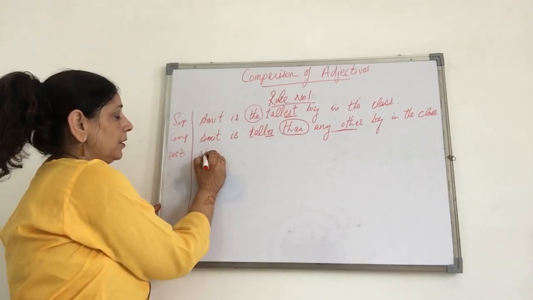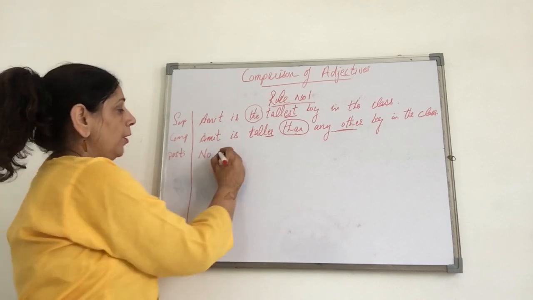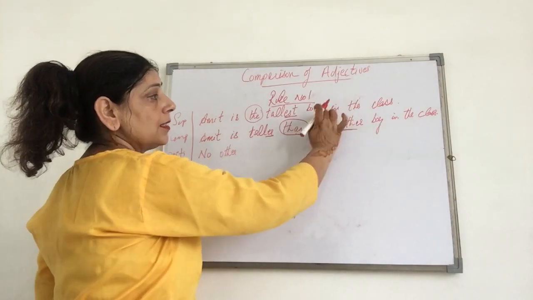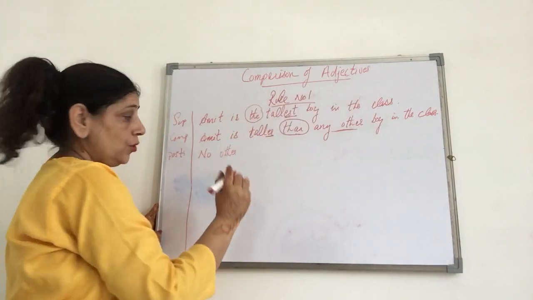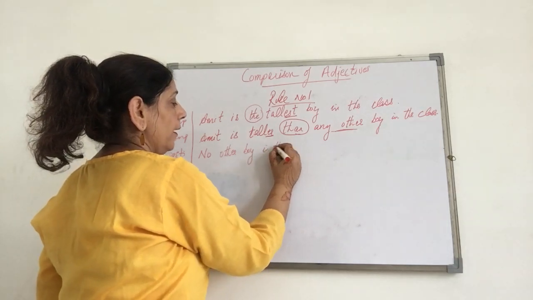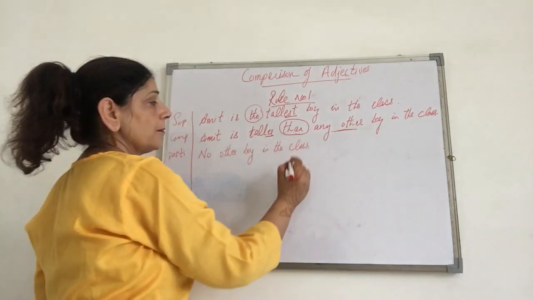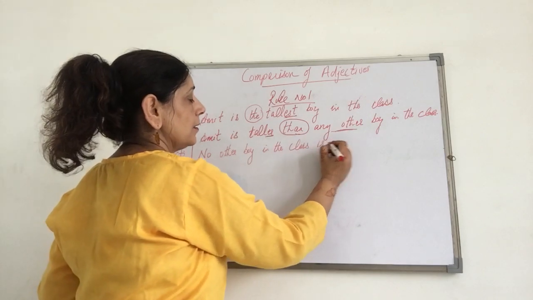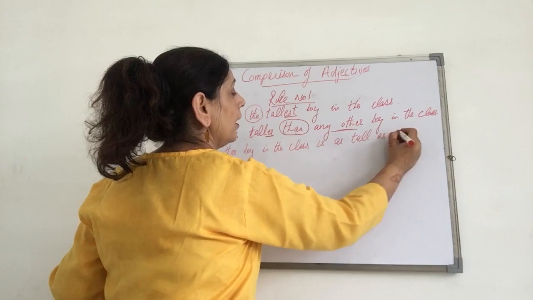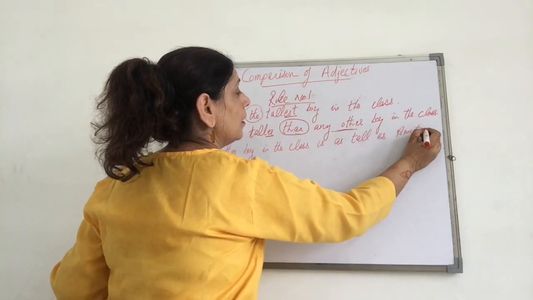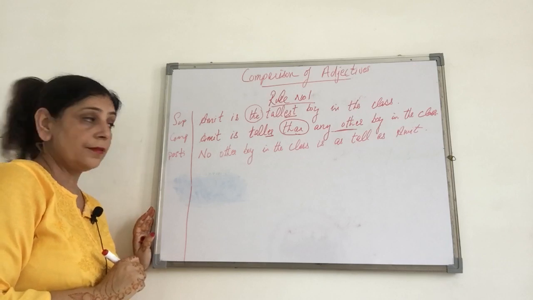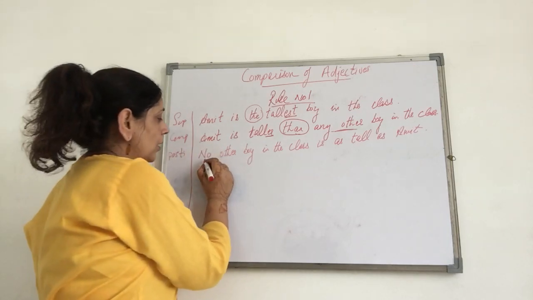It begins with the word no. No other boy in the class is given together in the question, so it will be together only. No other boy in the class is as tall as Amit. Right? Now, no other boy.